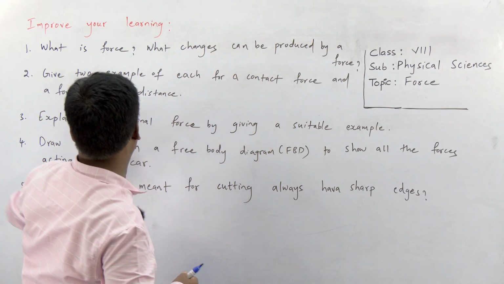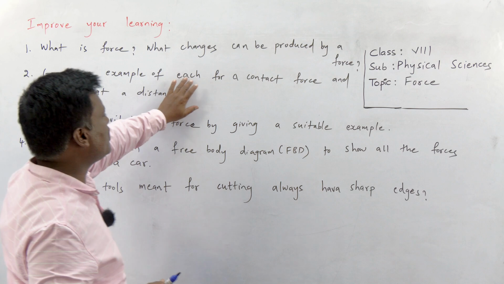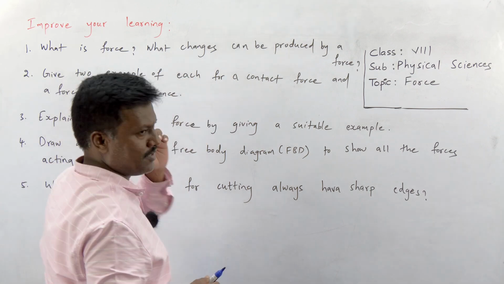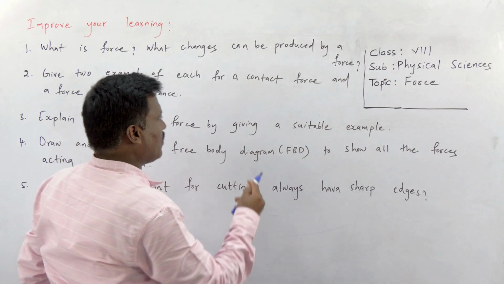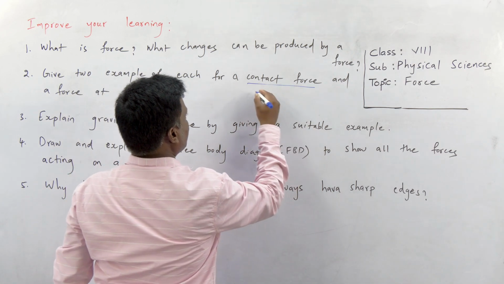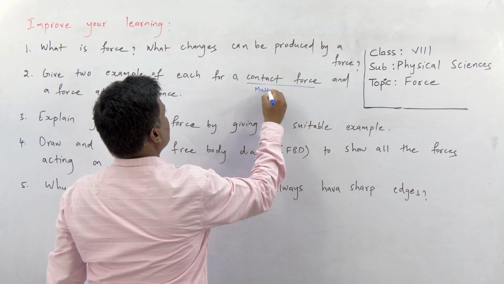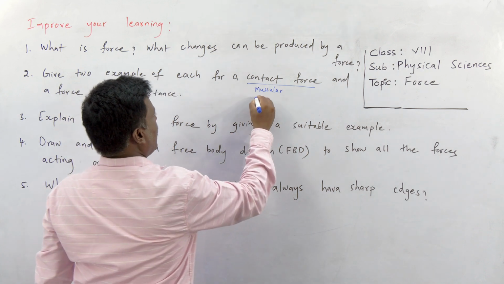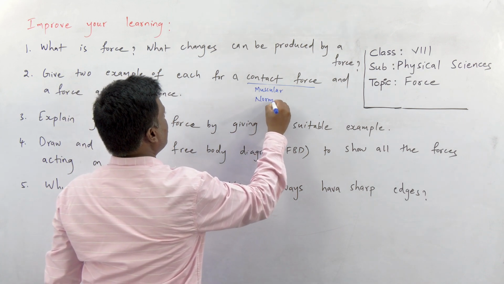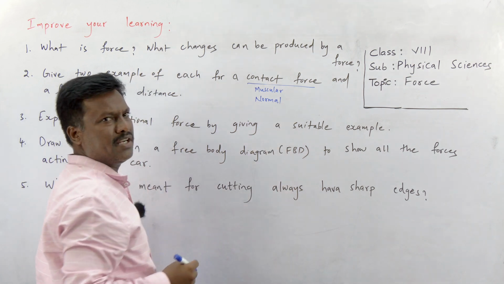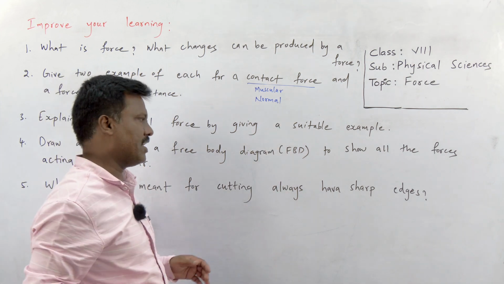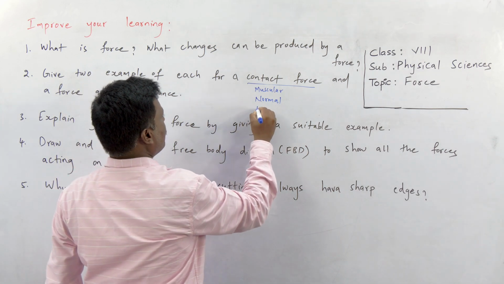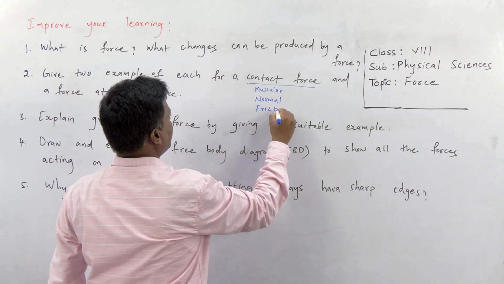Okay, right. Give two examples each for a contact force and a force at a distance. So what are the examples of contact force we have discussed? First one, muscular force. The force exerted by the muscles is called muscular force. Normal force. The force exerted between two surfaces in contact, perpendicular to the surfaces in contact, is normal force. Okay. And frictional force, which opposes relative motion.